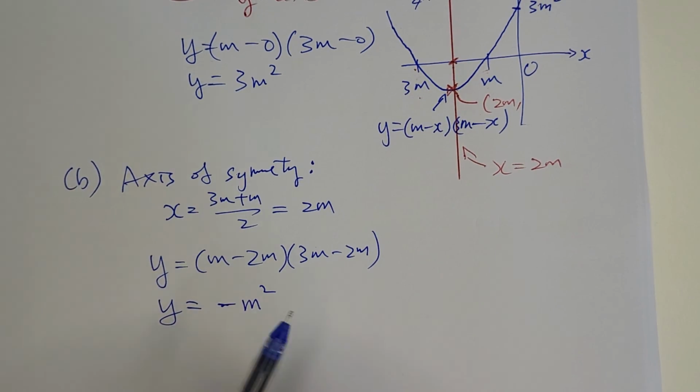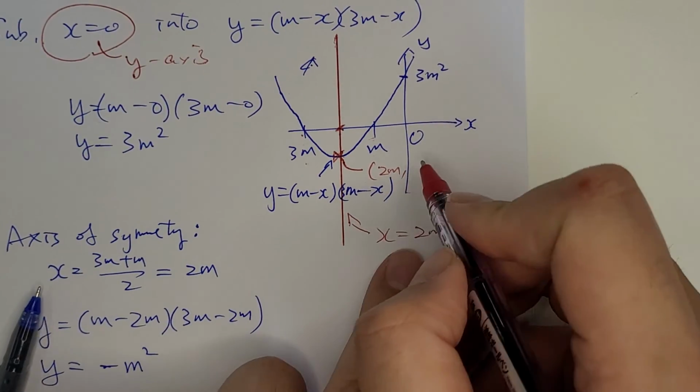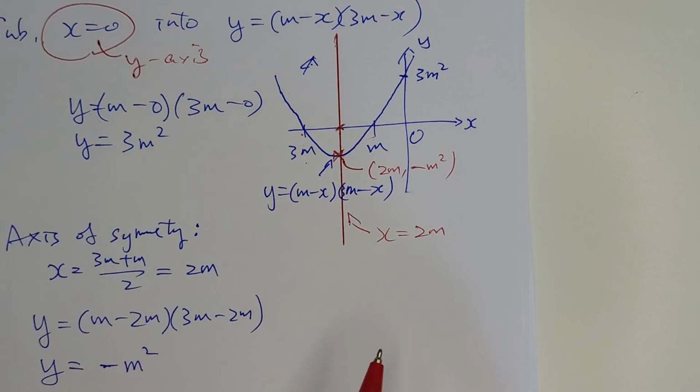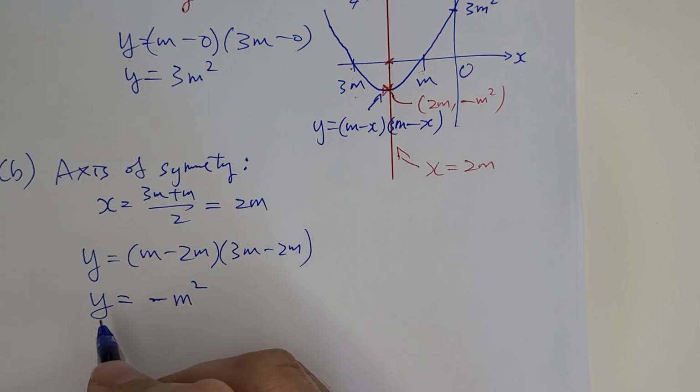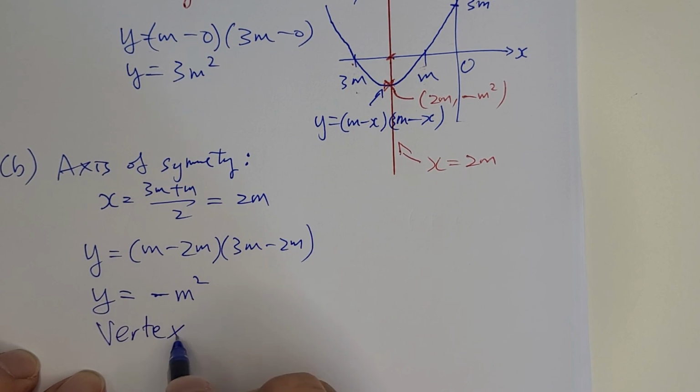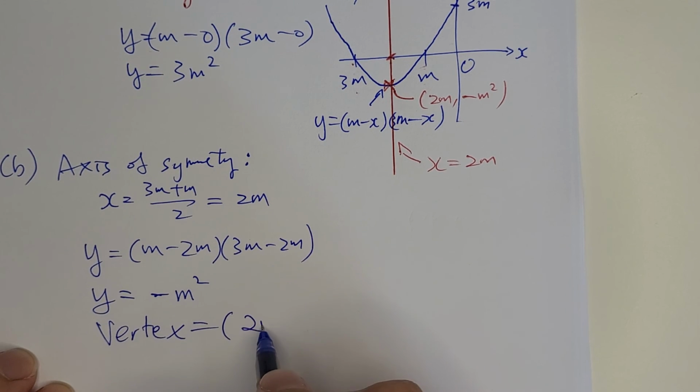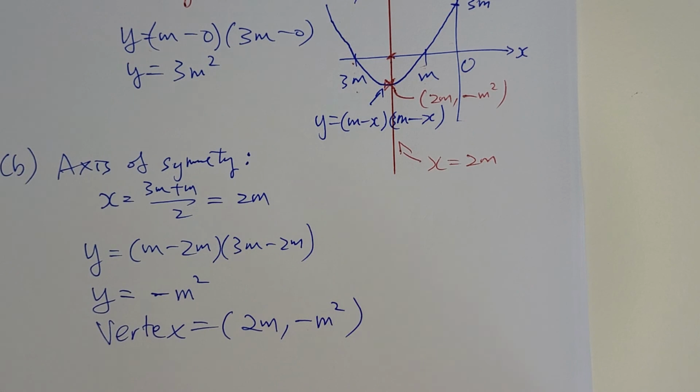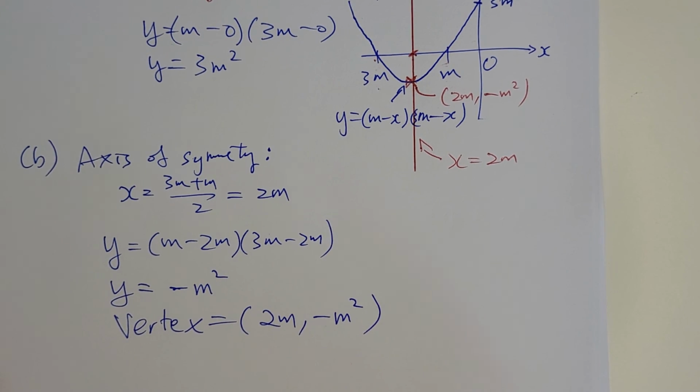So the y coordinate of the vertex is negative m squared. So the vertex can be written as 2m comma negative m squared. Okay, so that's the end of question number 9, and also that's the end of this paper. Thank you.